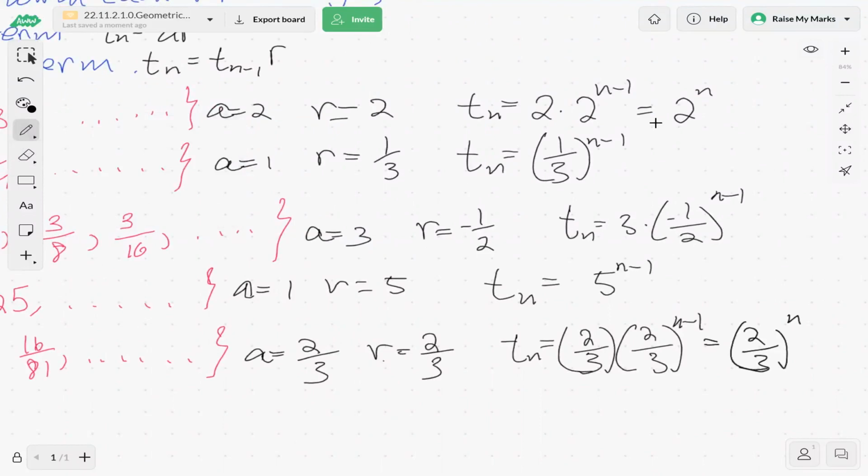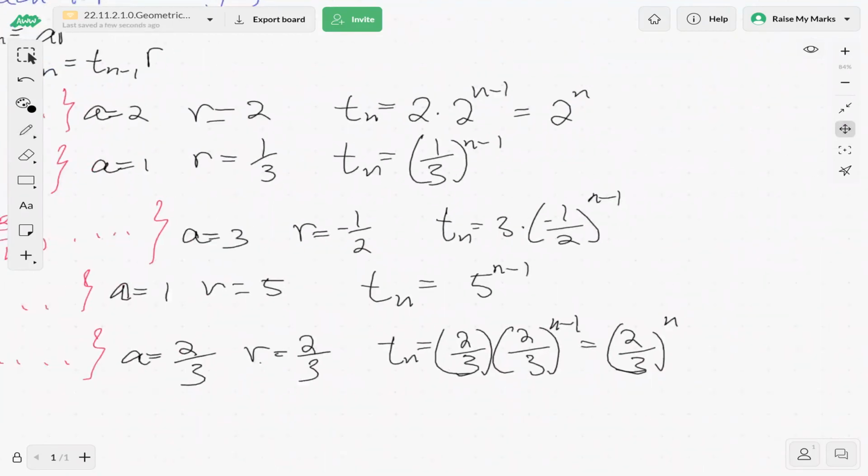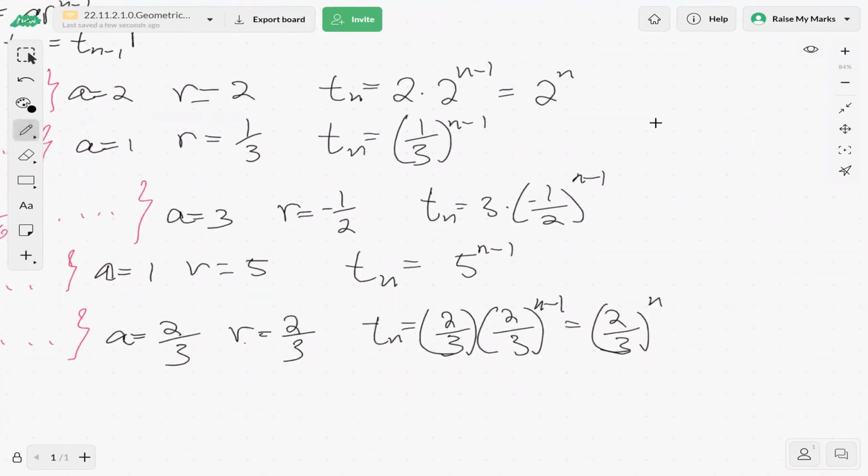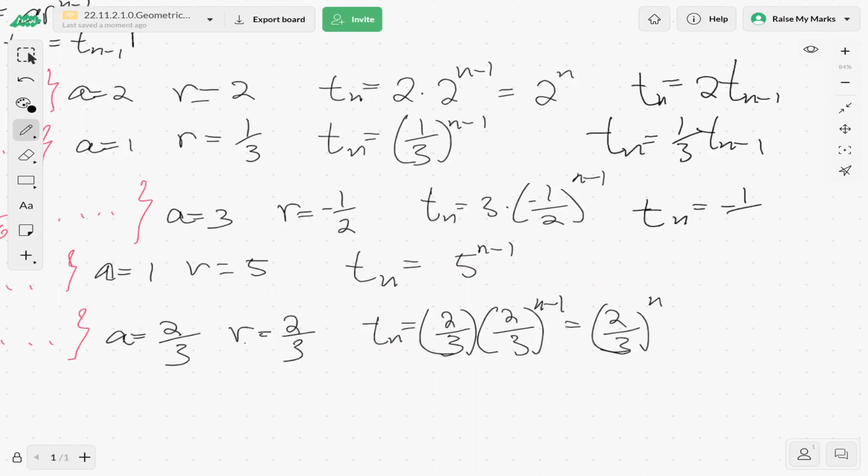Good. All right, and finally, let's look at our recursive terms. So Tn, or nth term, equals r times our previous term, so 2 times T(n-1). Second sequence, Tn equals 1/3 T(n-1). Third sequence equals -1/2 times our previous entry.